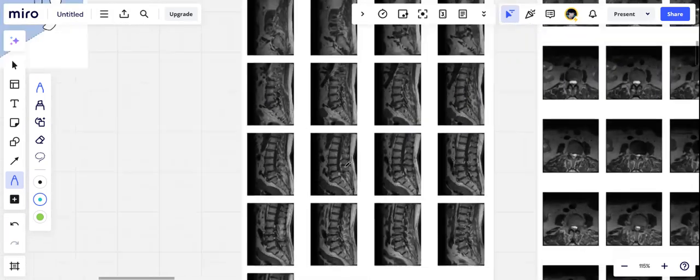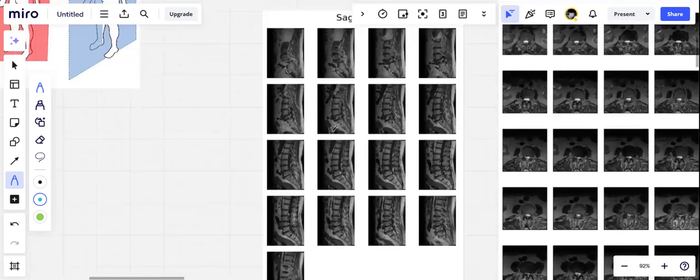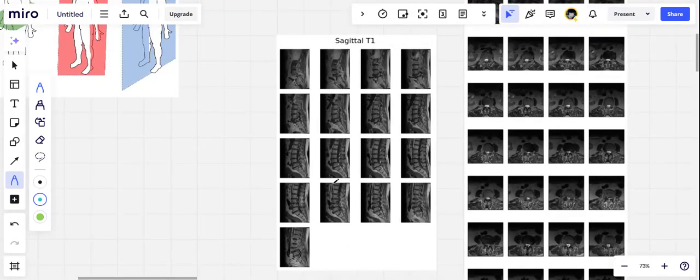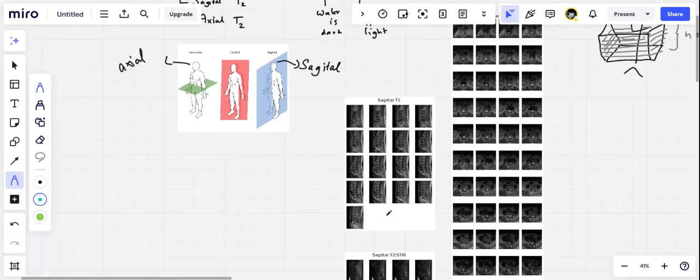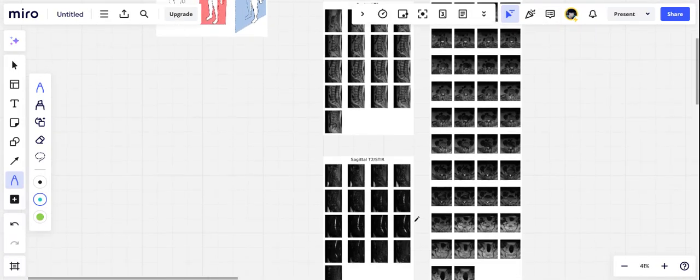After completing the task with a single sagittal image, we'll change the model to include all the sagittal images and all the axial and the T2 images in a single model to improve the accuracy.